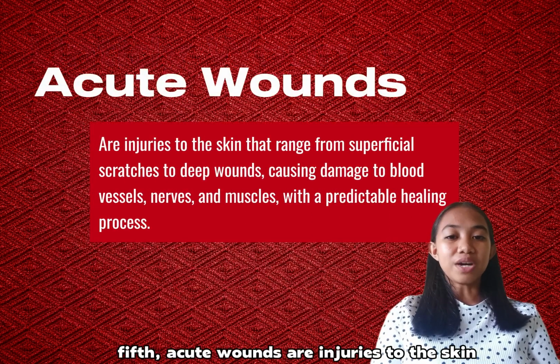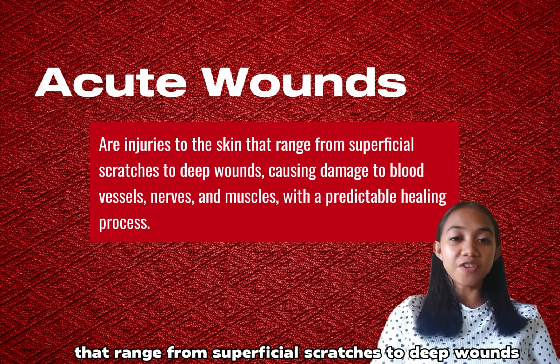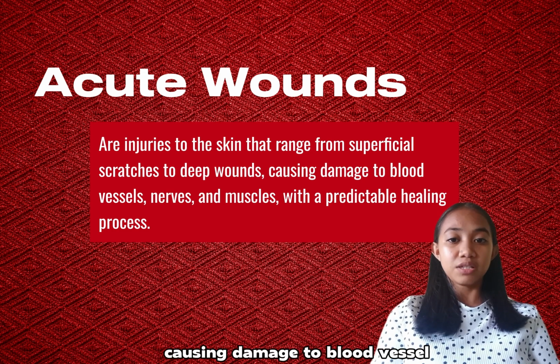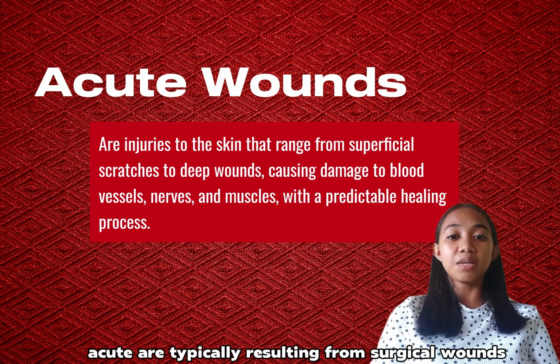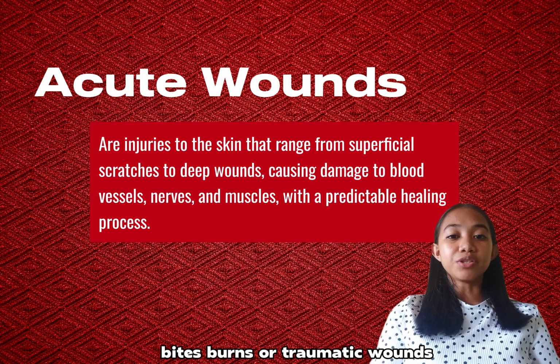Fifth, acute wounds are injuries to the skin that range from superficial scratches to deep wounds, causing damage to blood vessels, nerves, and muscle with a predictable healing process. Additionally, acute wounds typically result from surgical wounds, bites, burns, or traumatic wounds.